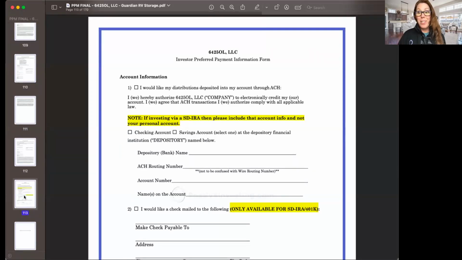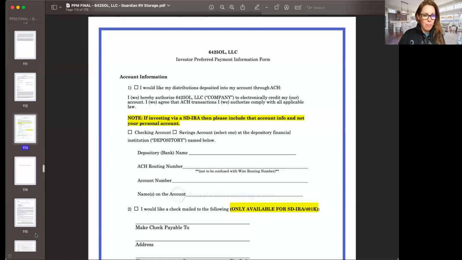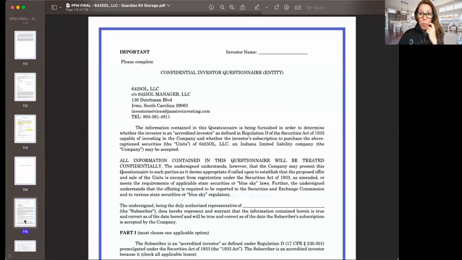That way we know where to send the distributions to. Make sure that this account information is titled the same as how you titled the asset. Now we also have, as part of the subscription agreement, who is the underlying investor. It's called the confidential investor questionnaire. Essentially, we're getting at investor suitability. So you can fill this out as an entity or as an individual.